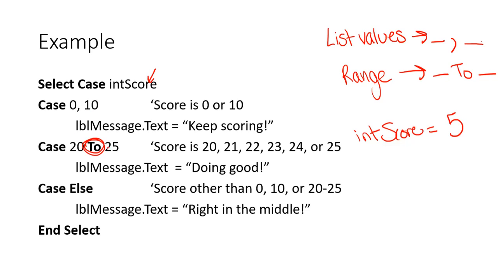20 to 25, 5 doesn't fall in that. So if I would have 5, it would say right in the middle is what will display. Okay? Now, if I chose, let's say, 10 right on the nose, it would say keep scoring because that's part of this case. So keep in mind when you're reading these, sometimes these are a little bit easier to read, especially when it's more broken apart than an if then else. Okay?